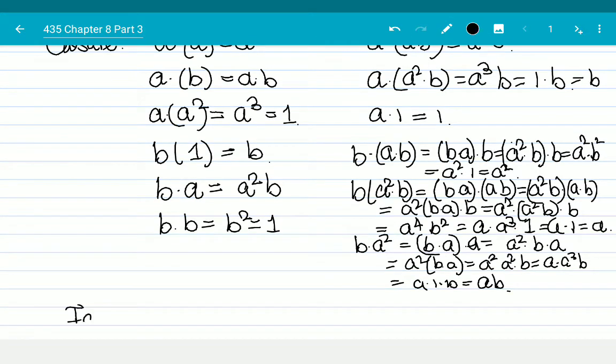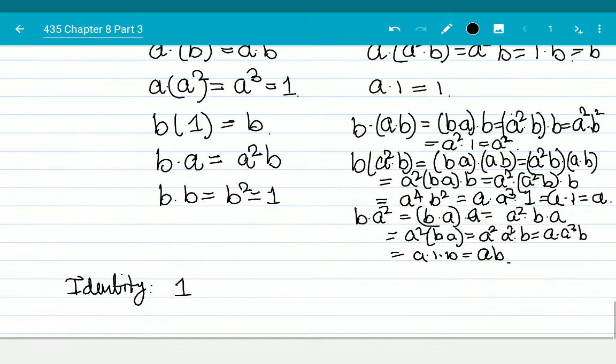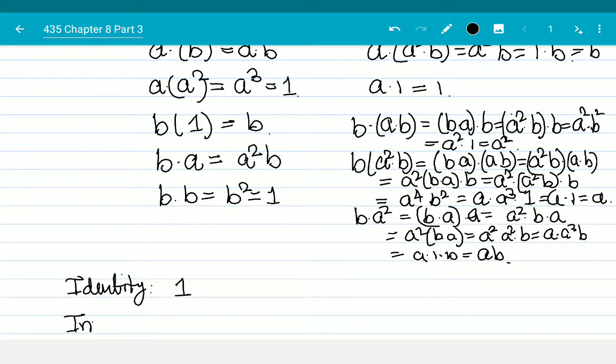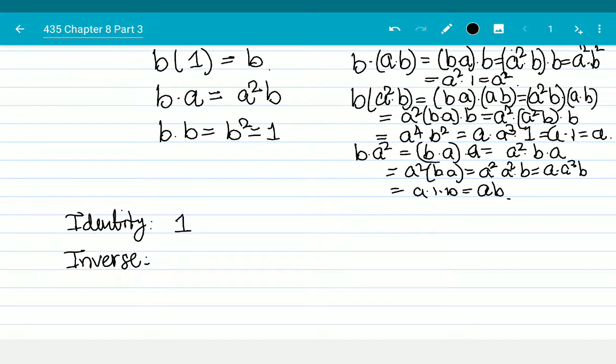Identity is 1. Inverse. I'm going to let you check that every element has an inverse.